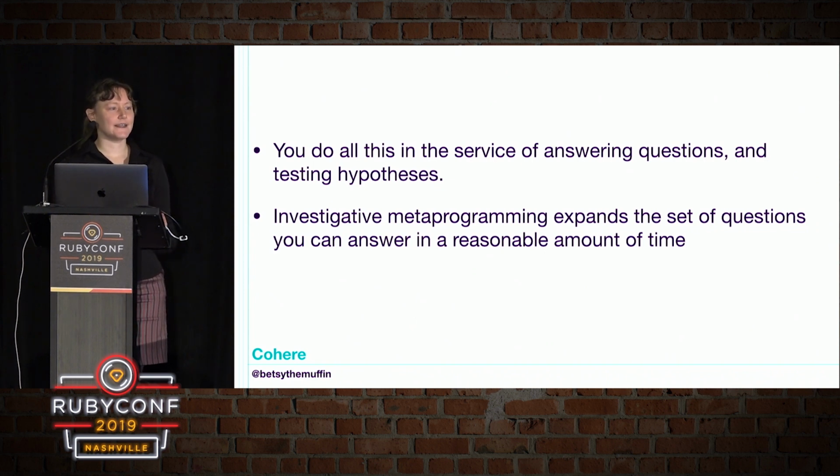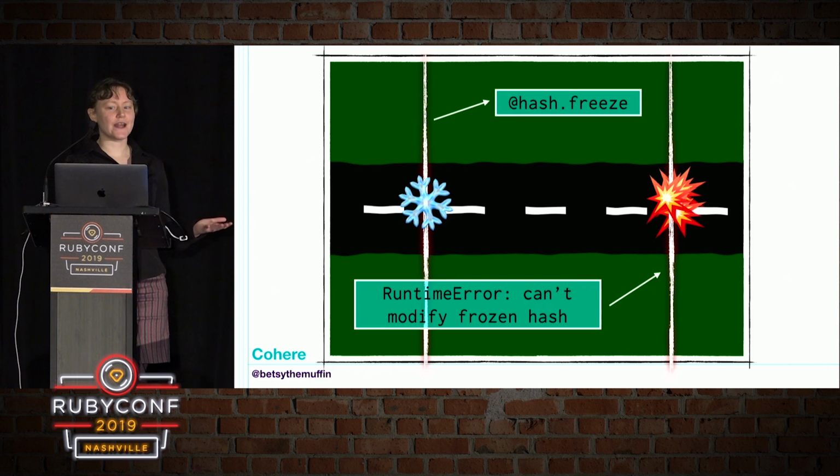In this context, investigative metaprogramming is a technique for expanding the number of questions that we can answer in a reasonable amount of time. Here, the question we're trying to answer is, did the hash freeze correctly, or did it freeze inappropriately?